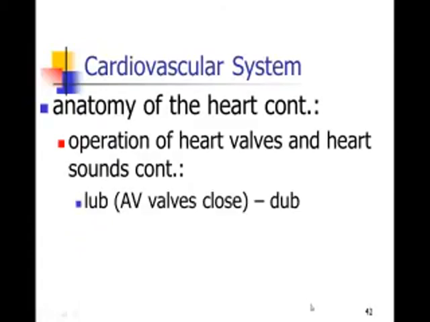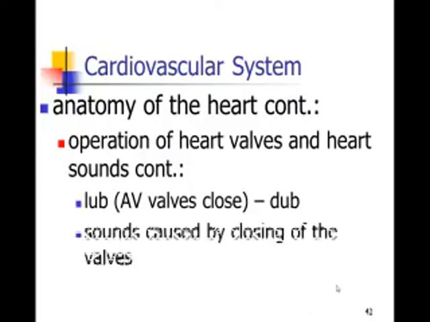The sounds are lub-dub, and these are the sounds created by the valves. The lub is the AV valve closing, and the dub is the semilunar valves closing. A lot of students say, when asked what causes these sounds, the opening and closing of the valves. If you have normal valves, the opening doesn't make any sound, only the closing.